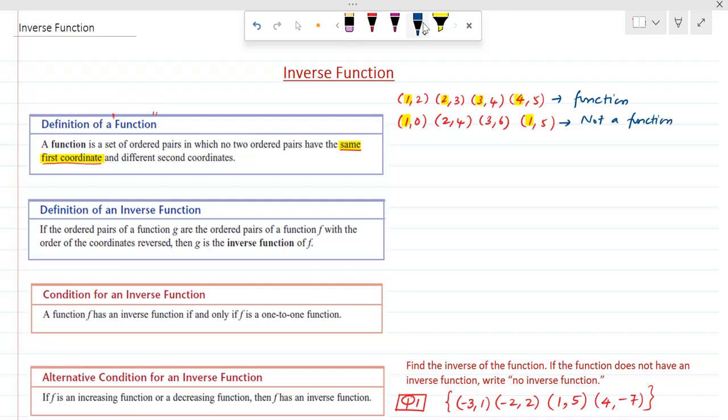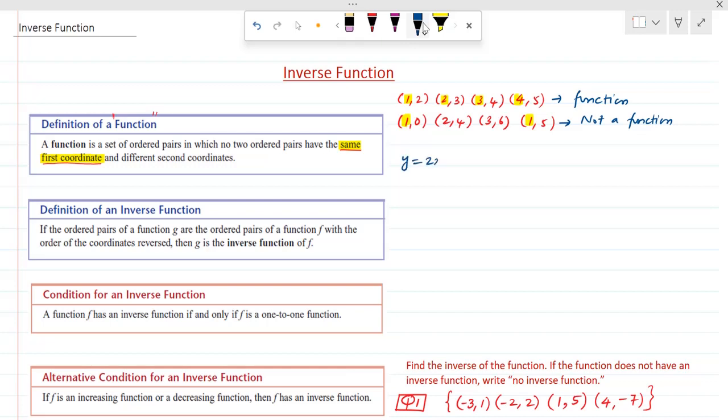Now we will go to the next one, the inverse function. If an ordered pair of the function g is the ordered pair of f with the coordinates reversed, then g is called the inverse of f. Let us take an example here.